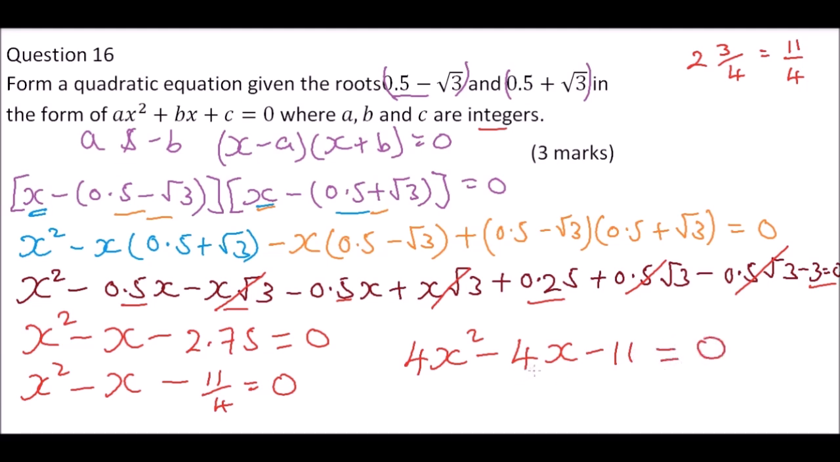So that is how you work out that. So a is equal to 4, b is equal to minus 4, and c is equal to minus 11. And you get yourself 3 marks. So that's how you work it out.